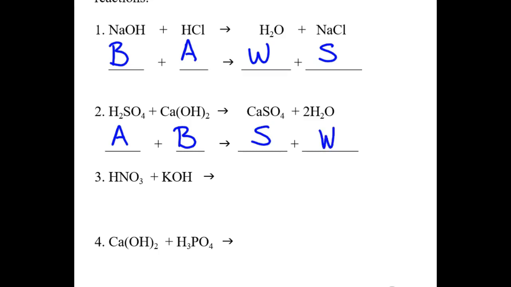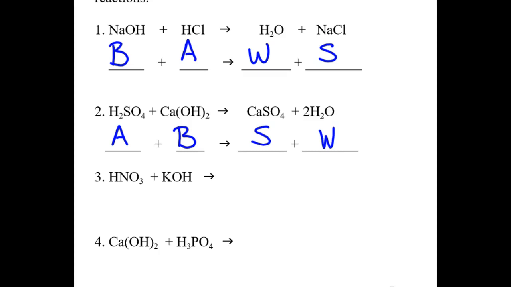It's always going to be an acid and a base. It's always going to make a salt-water solution. That salt-water solution will always have a pH of 7 because it will have an equal amount of hydrogen ions and hydroxide ions. All right, so let's try the next two.